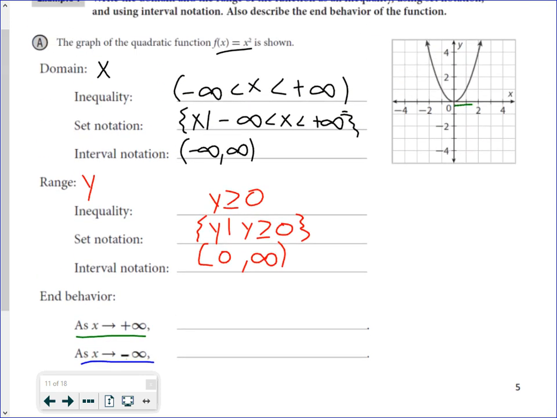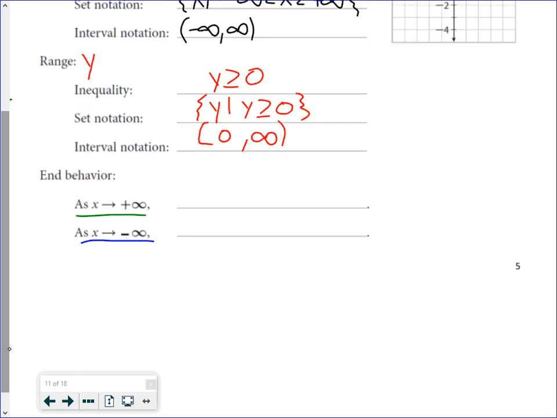As x is increasing forever to the right to positive infinity, we can see that the graph is going up and to the right. That's the way the graph is going. So we see that x is going to the right, the y's are increasing. As x increases, y is also increasing. So if y is increasing forever, that means that as x is going to positive infinity, our f of x, or really just our y, or where our graph is going, is also going to positive infinity.